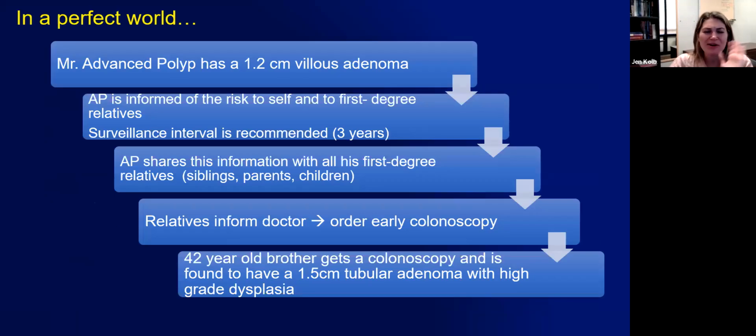So perfect world, Mr. Advanced Polyp comes to you, gets his procedure done. He has a 1.2 centimeter villous adenoma. So this is an advanced polyp, Mr. Advanced Polyp, because it's over a centimeter, it's large, and it's villous. So either me after the procedure or one of you sees him a week later and says, oh, wow, you had an advanced polyp. This is something that puts you at risk. This is actually something that puts your first degree relatives at risk.